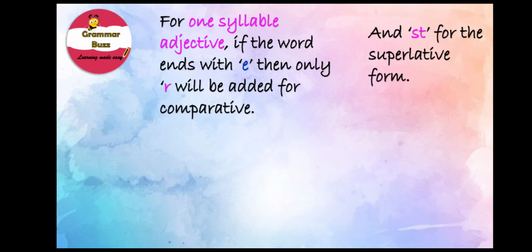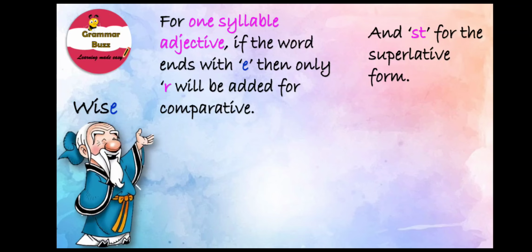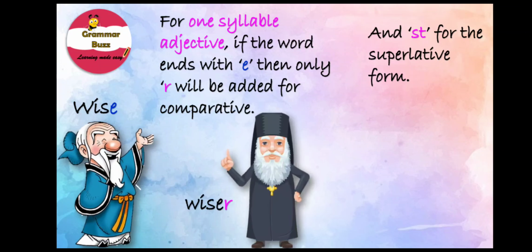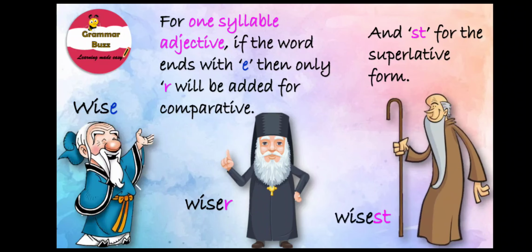In this case, the word is wise. Take a look, the word wise already ends in an e. So to form its comparative degree, we only add an r, changing it to wiser, and we add an st to form the superlative degree, that is wisest. Remember, the rule is still the same as the first one. It is just that if the one-syllable adjective ends in an e, we simply add an r for comparative and an st for the superlative.